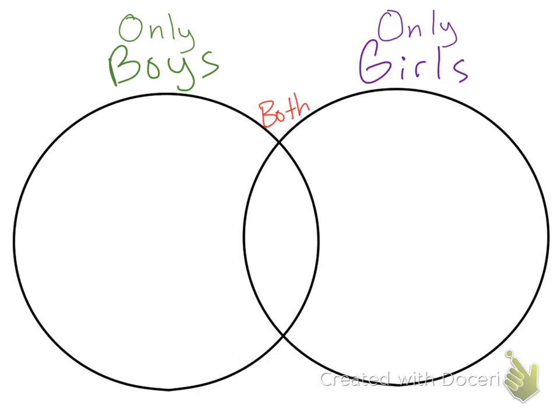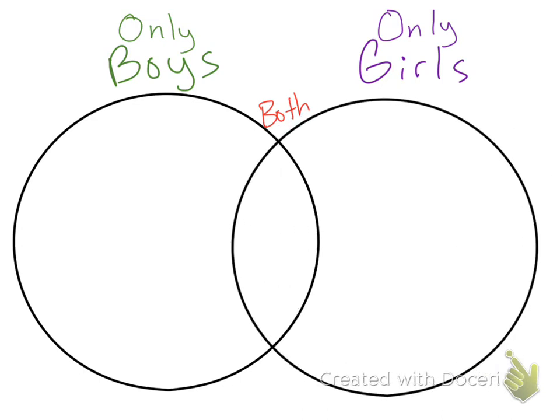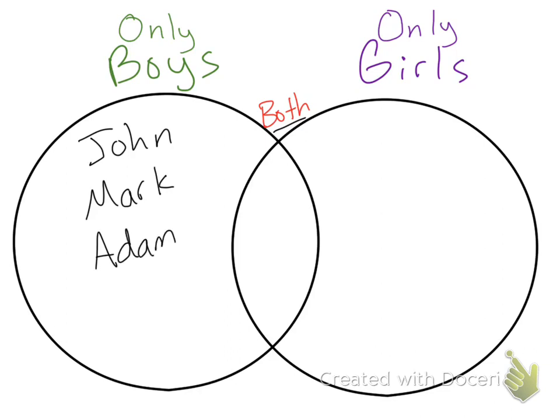Now, if I wanted, I could have these circles separate from each other, but I know some families have both boys and girls. Okay. So when I make my Venn diagram, I would write down the names of the students that have only boys in their family. Okay, so let's say that John, Mark, Adam, and Isaac, those students only have boys in their families. So I would write their names in the only boys circle.